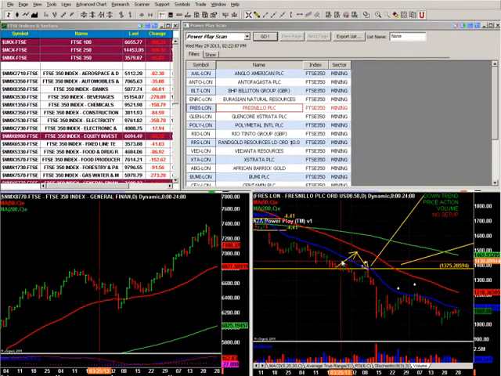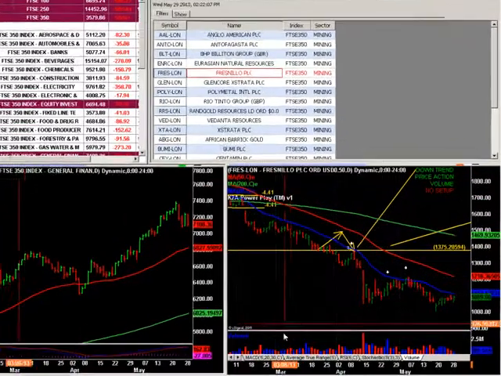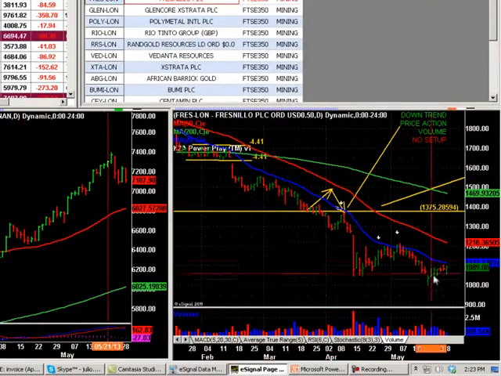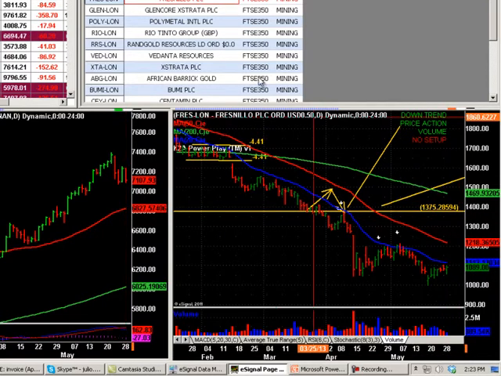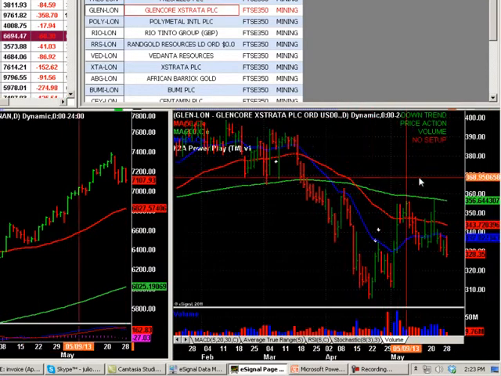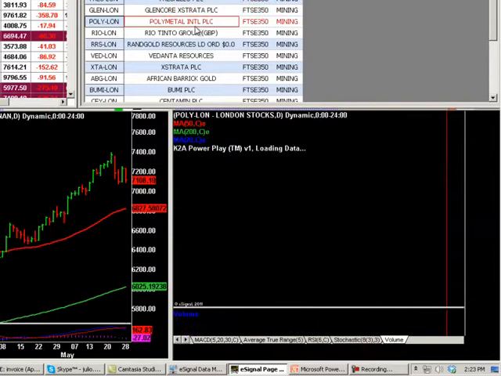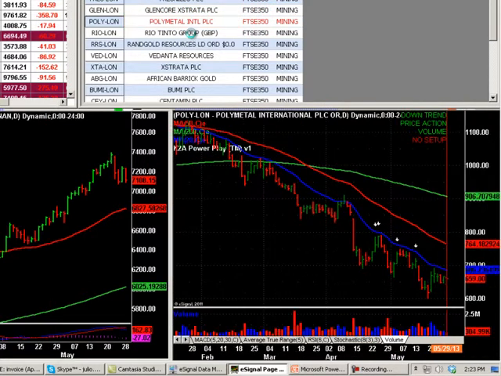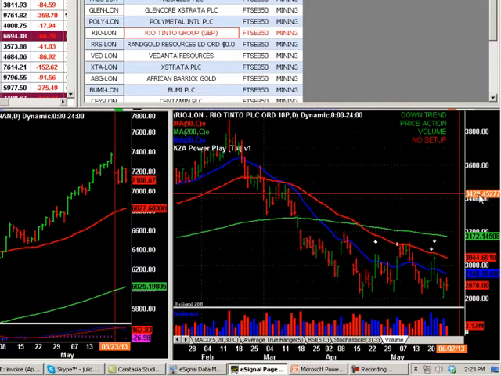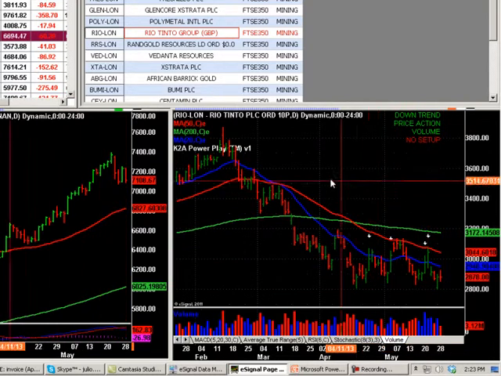Oh, this company, big company, broke through, still pushing down. They're all pushing down massively. Polymetal, Rio Tinto, pushing down as well.